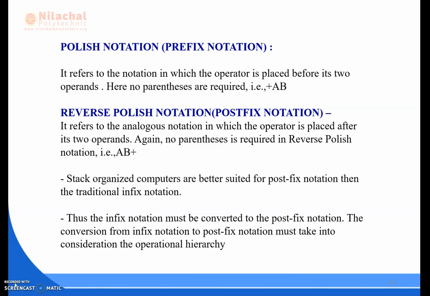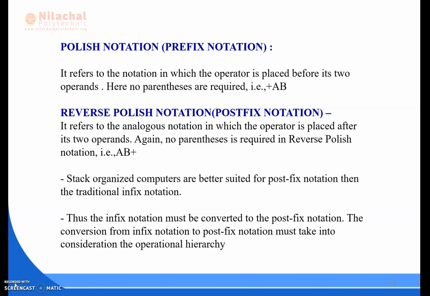There is a reverse Polish notation, which is known as postfix notation. The postfix notation refers to the analogous notation in which the operator is placed after its two operands. That is, we can write the reverse Polish notation or postfix notation as first A, B, and then the operator plus sign. Again, no parenthesis is required in the reverse Polish notation.